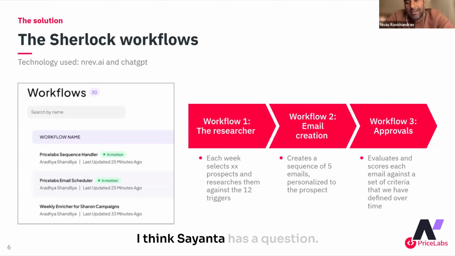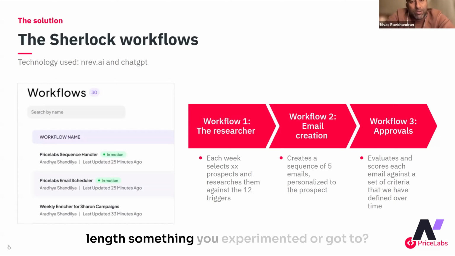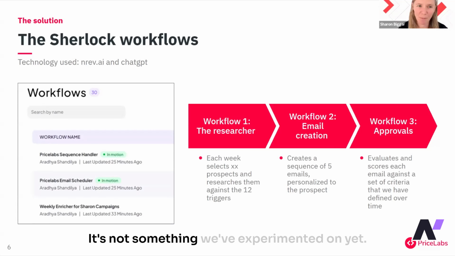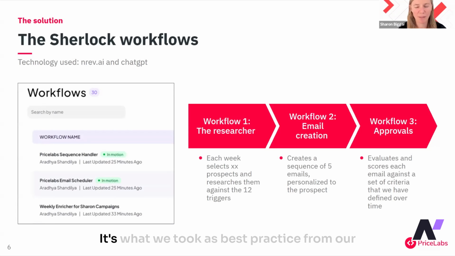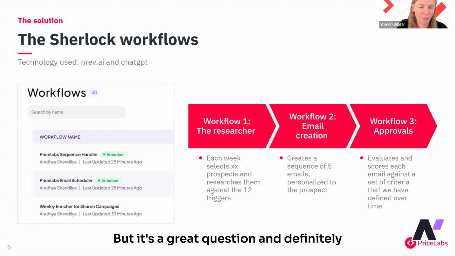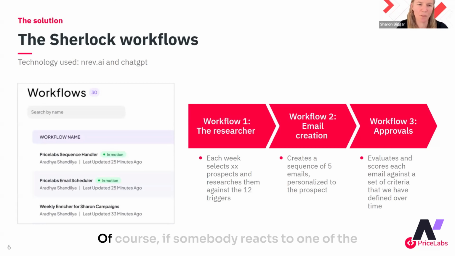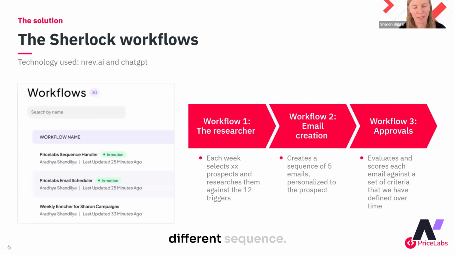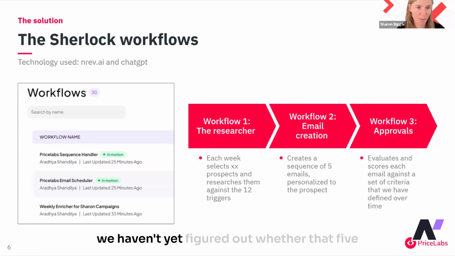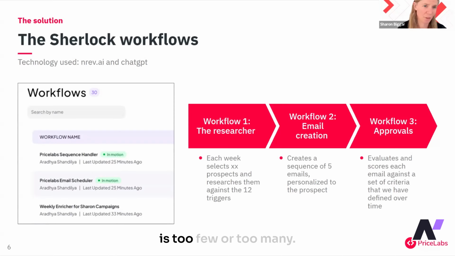I think Santa has a question. Is the number 5 in terms of sequence length something you experimented with or got to? It's not something we've experimented on yet. It's what we took as best practice from our other emailing activities. But it's a great question and definitely something we want to keep experimenting on. Of course, if somebody reacts to one of the emails, we stop the sequence and they get a different sequence. But we haven't yet figured out whether 5 is too few or too many. Yeah, we need to figure that out.